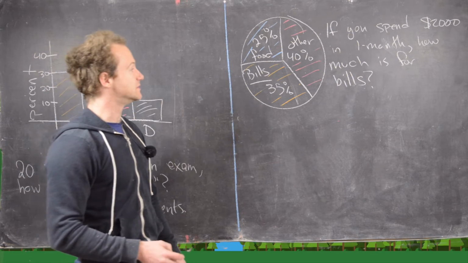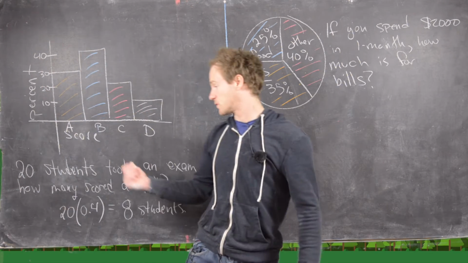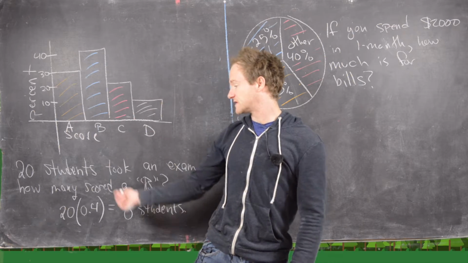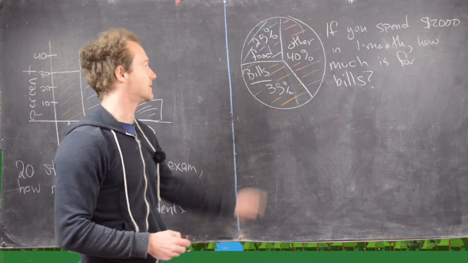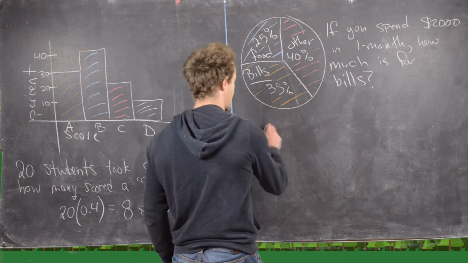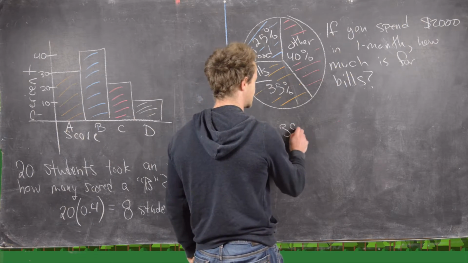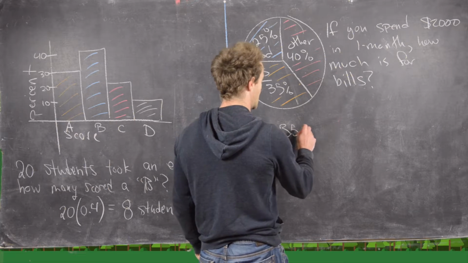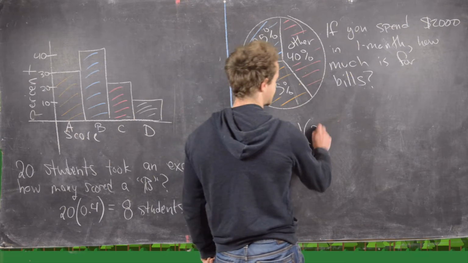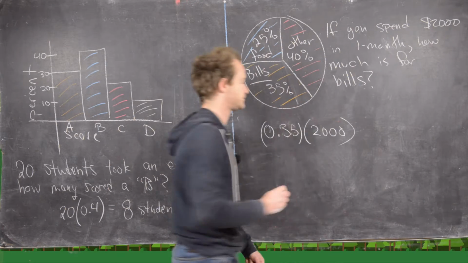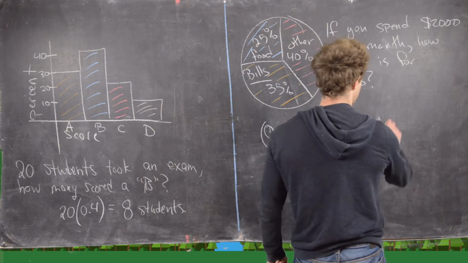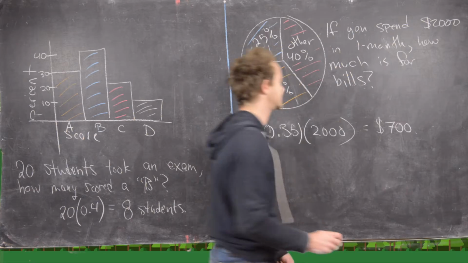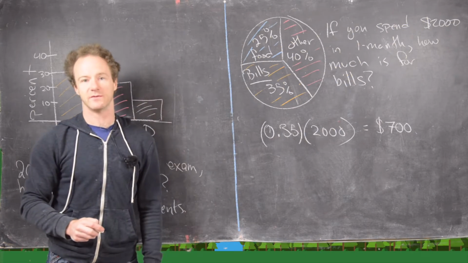So we can do that the same way that we did this one, except students are replaced with this total money spent per month. And so what we need to do is find 35% of this $2,000. And that's not too hard to show, but that's going to be $700. So that's how much you spend on bills every month.